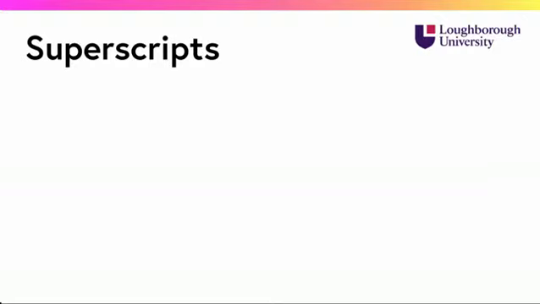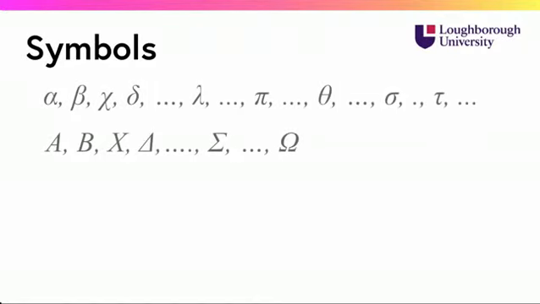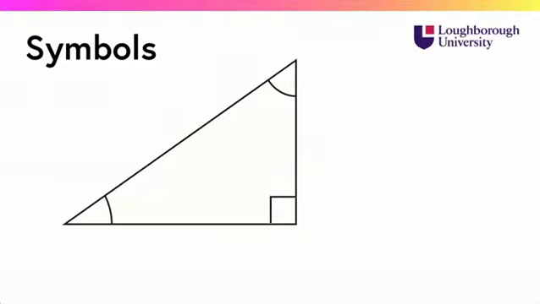Similarly, we might use superscripts. These are small letters or numbers appearing to the right and slightly higher than the main letter, as in T superscript 0 and T superscript 1. Often letters from the Greek alphabet are used. Angles particularly are often labelled with Greek lowercase letters such as theta and alpha. For reference, the full Greek alphabet can be found later in this week's course material.